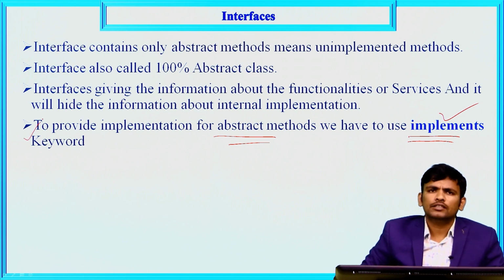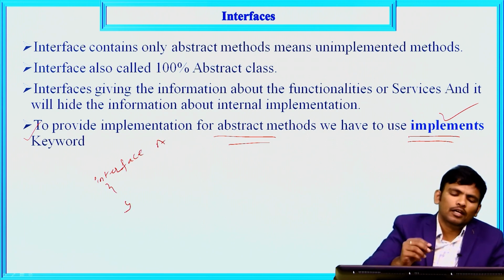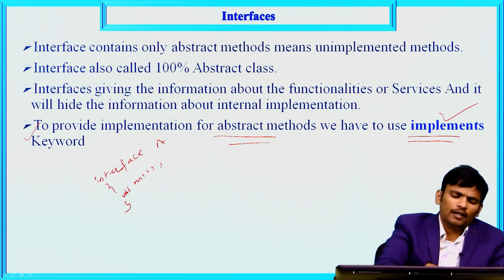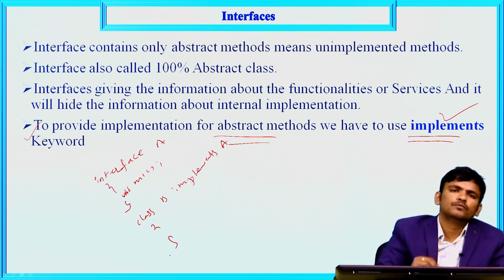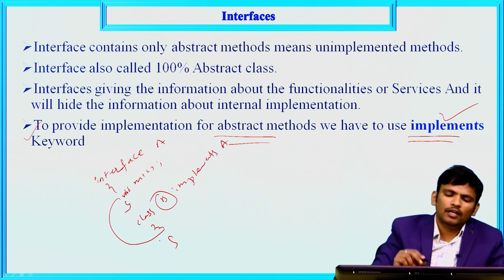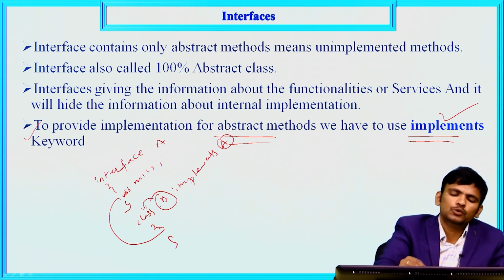For interface to interface, we can use the extends keyword, and for class to interface we compulsorily need to use the implements keyword. Assume I have interface A, and it has one method, void m1. I want to implement this, so I take a normal class B implements A. Now B is responsible to override these methods. B is a normal class and A is an interface.